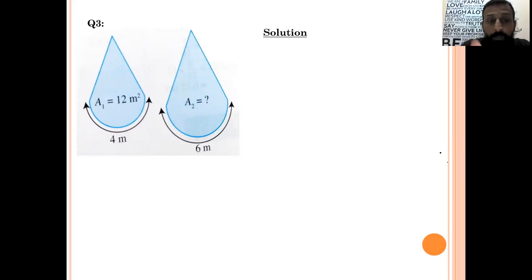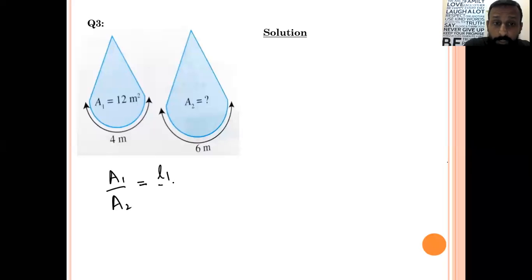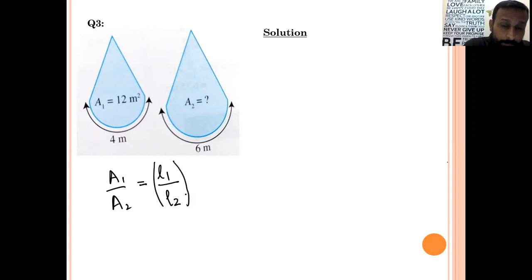You need to write down that formula again. That was A1 upon A2 equals L1 upon L2 the whole square. Note that the L1 in this case is the circumference 4, and L2 in this case is the circumference 6 meters. So A1 upon A2 is equal to L1 upon L2 the whole square. Now after this, we need to plug in these values which are given to you. A1 is 12, A2 is unknown, is equal to L1 is 4 and L2 is 6 the whole square.